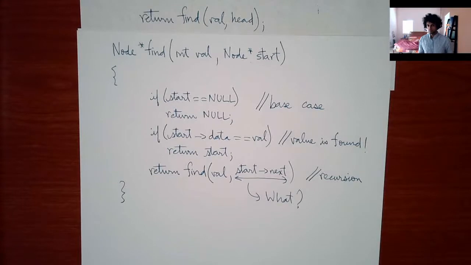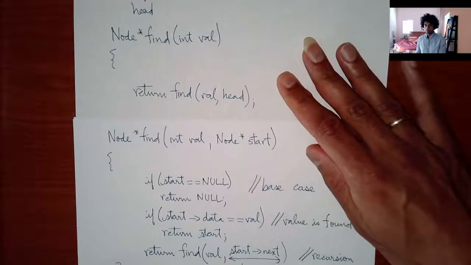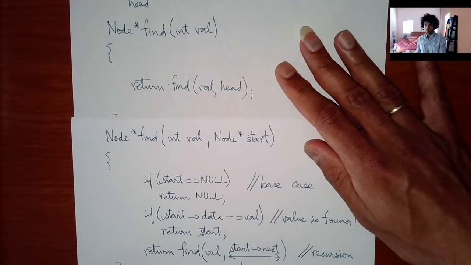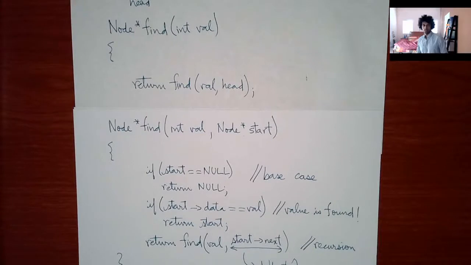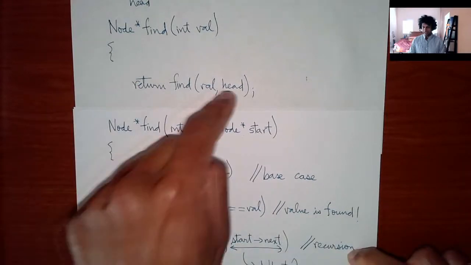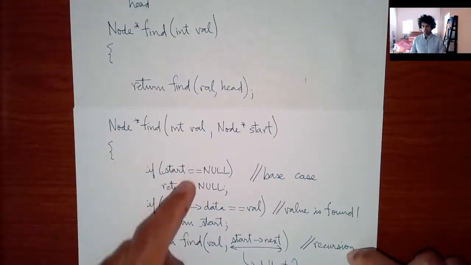Professor, for the previous find function in the first page, do you still need to check if the list is empty or if the head points to null? Okay, good question. Do you need to check if the list is empty? I claim that you don't need to. See, this is a much cleaner piece of code. Why? You tell me. What is going to happen if the list is empty? It's going to return null. Why? Because head is null, so it's going to go into this procedure and start will be null, and it's done.